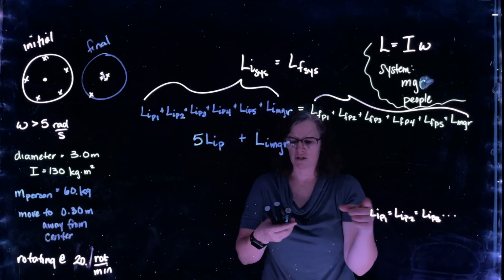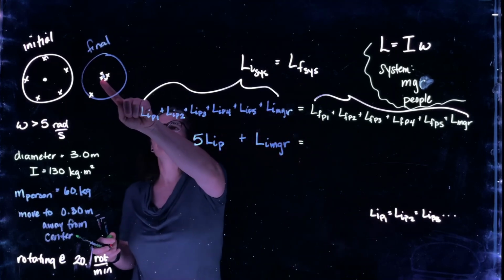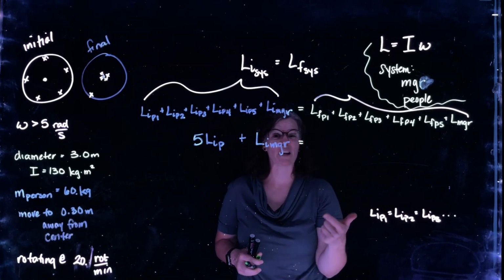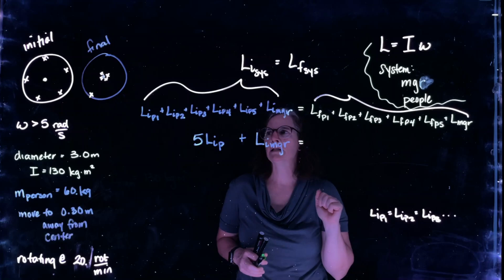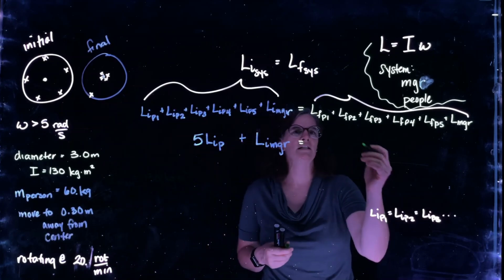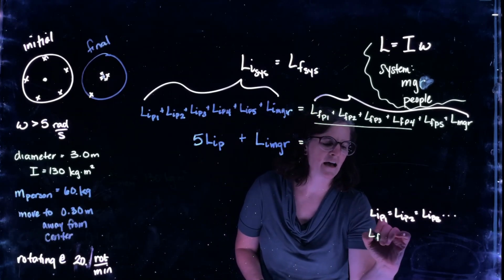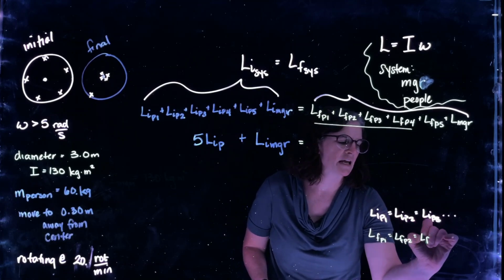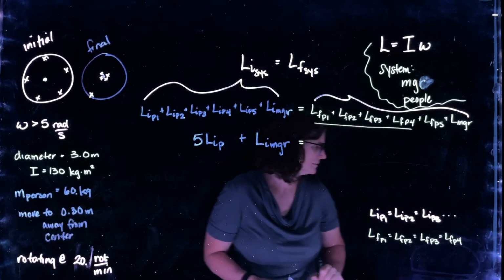What about our final condition? Is the same true on the other side? Well, on the other side, 4 of my people are all in the same situation, same mass, same radius, same angular velocity. They still have the same angular velocity. But 1 of my people isn't. So in my final condition, I can combine 4 of them. So I know that L final of person 1 equals L final of person 2 equals L final of person 3 equals L final of person 4.